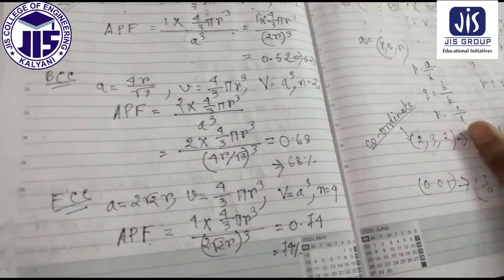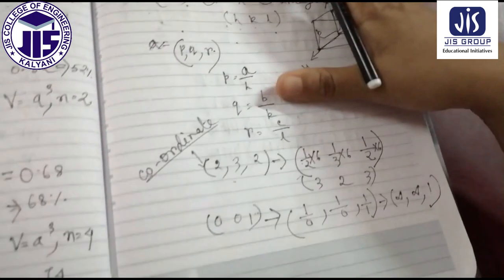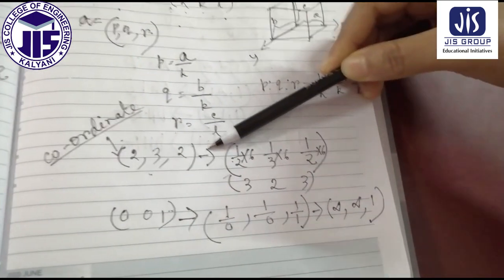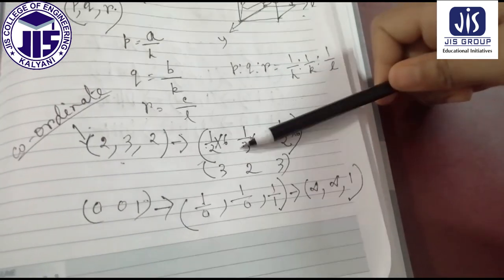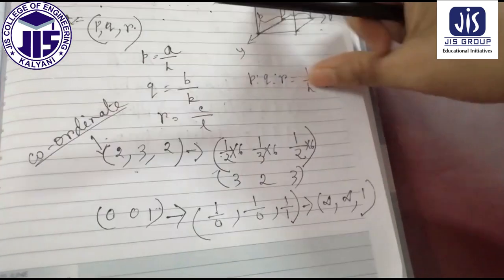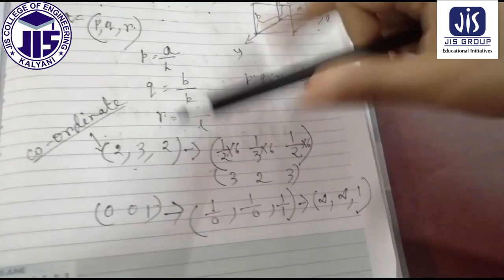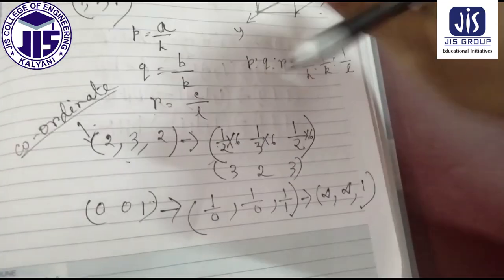So this is about the full Miller indices. And one more thing, if the coordinate is given, then we have to take the reciprocal, and it will be multiplied with the LCM. So if we multiply it over here, then finally we are getting the Miller indices.